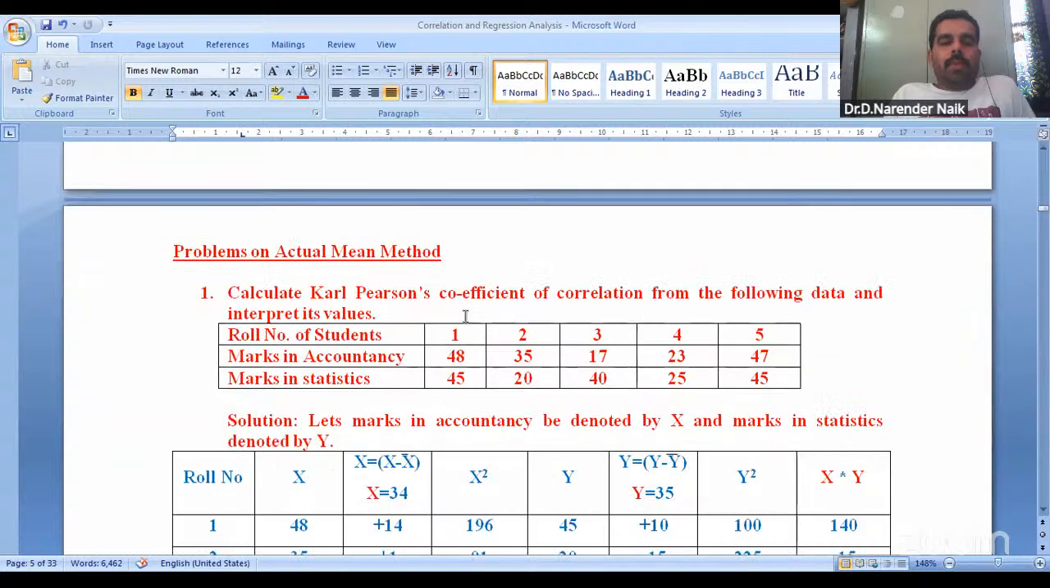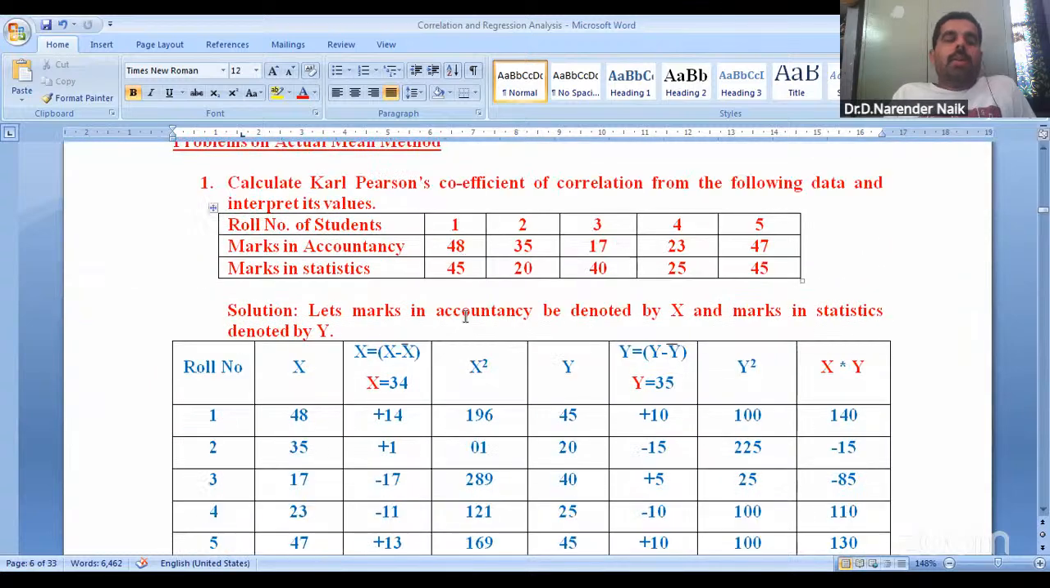So we'll see the problems on the actual mean method. Calculate Karl Pearson's coefficient of correlation from the following data and interpret its value. Roll numbers of students 1, 2, 3, 4, 5. Marks in accountancy 48, 35, 17, 23, 47. Then marks in statistics.